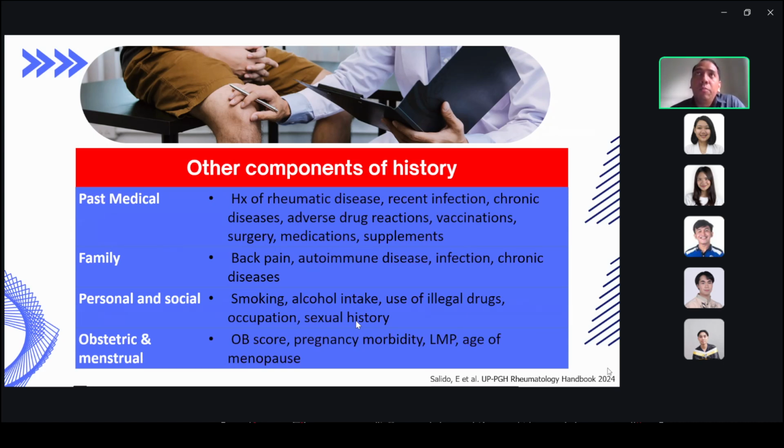So we have OB-GYN scoring, pregnancy morbidity, which pregnancy this is, LMP, which is the first day of her last menstrual period, and then age of menopause, when she stopped having menstruation.